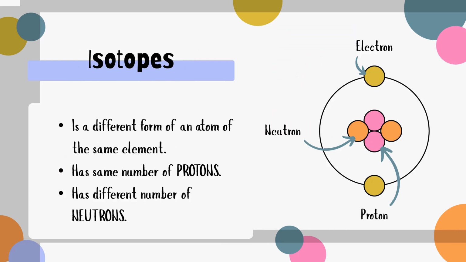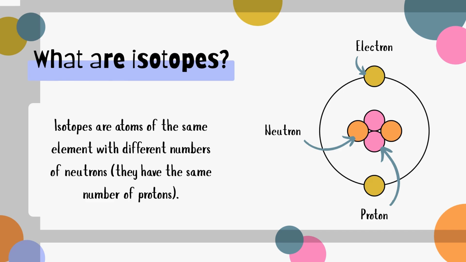Now what is an isotope? An isotope is a different form of an atom of the same element, which has the same number of protons but a different number of neutrons. So defining an isotope, isotopes are the atoms of the same element with different numbers of neutrons. They have the same number of protons.